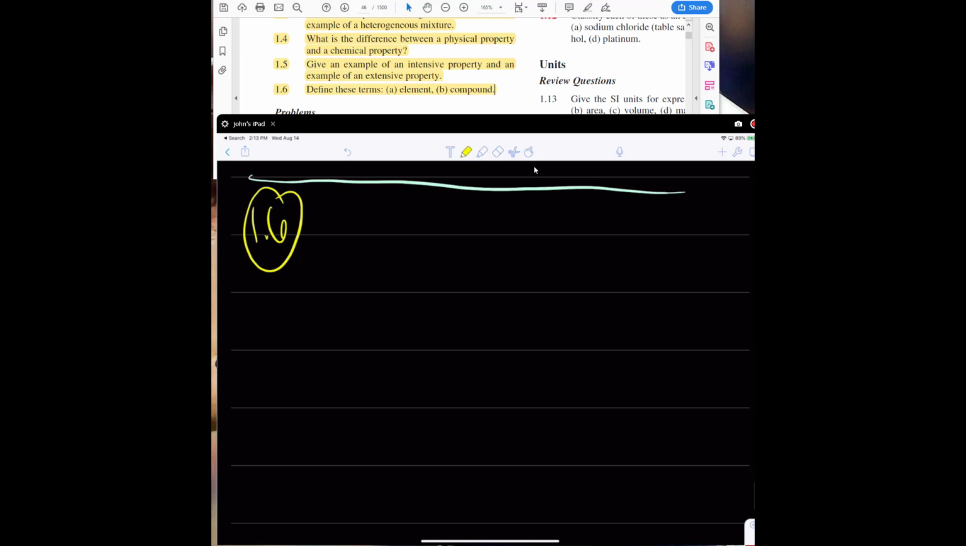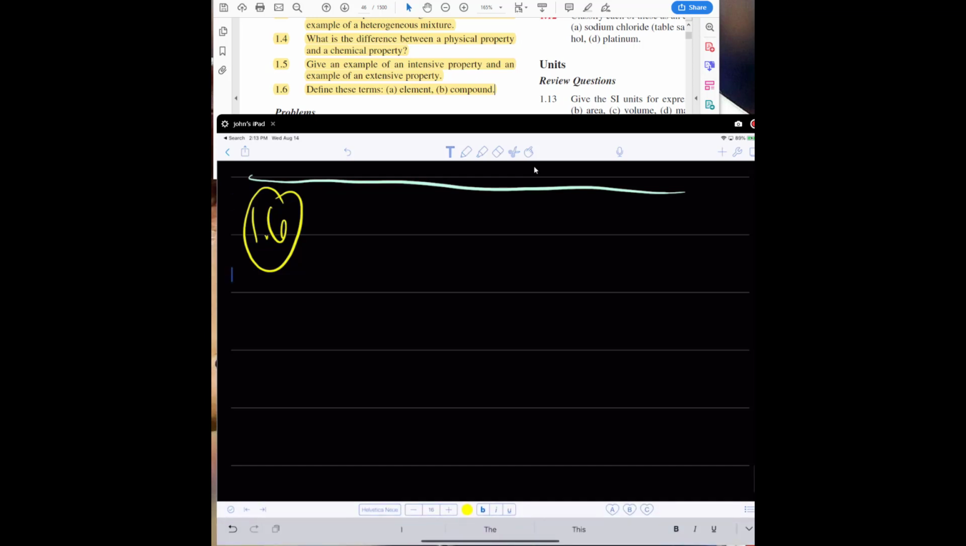1.6 states, define these terms, element and compound. Okay? So an element is a substance that cannot be separated into simpler substances by chemical means. Right? An element is a substance that cannot be separated into simpler substances by chemical means.